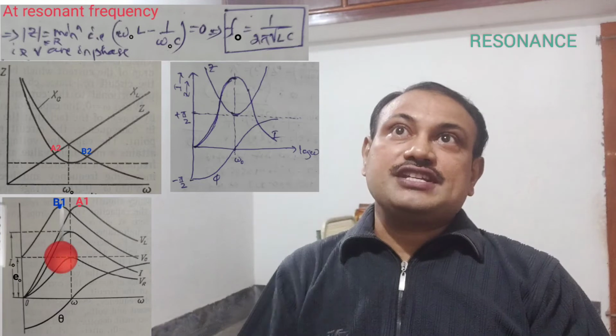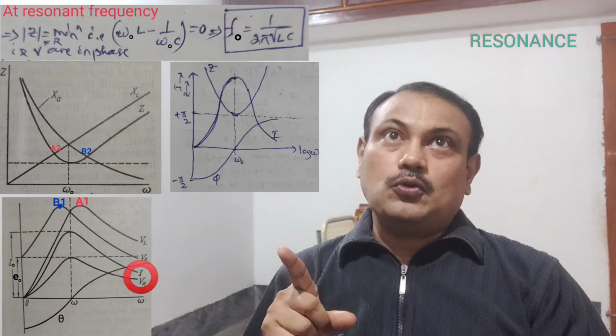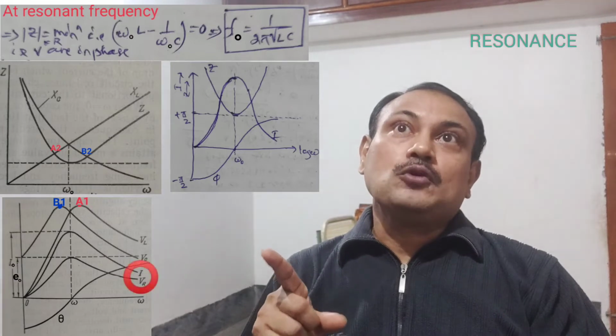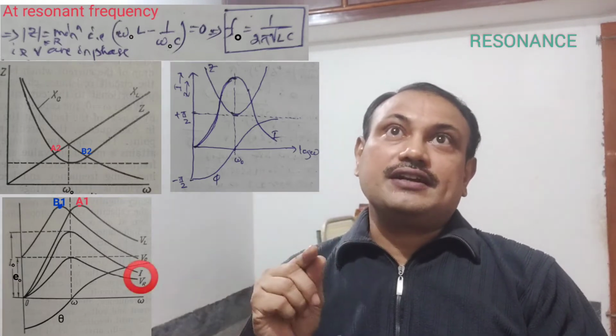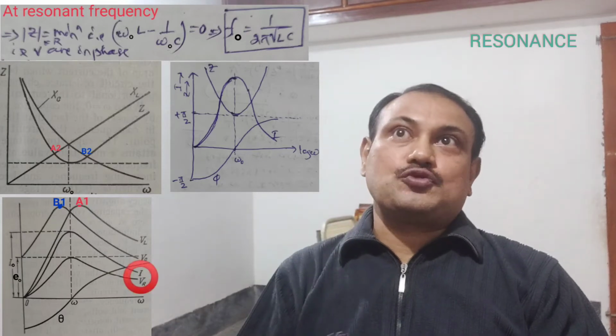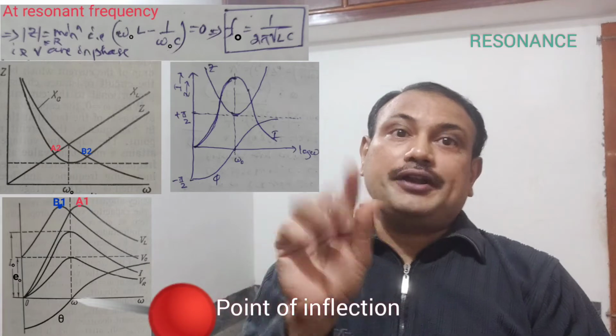On the other hand, if you see carefully, the current and voltage drop across the resistor both increase with the frequency within the interval of 0 to resonant frequency, beyond which both the current and voltage drop across the resistor fall together. The phase at resonant frequency, omega equal to omega 0, is a point of inflection.